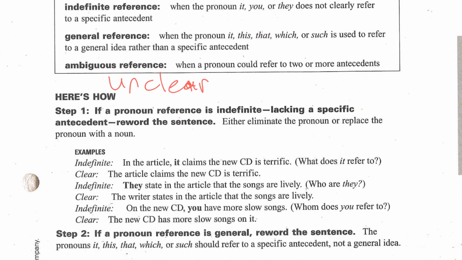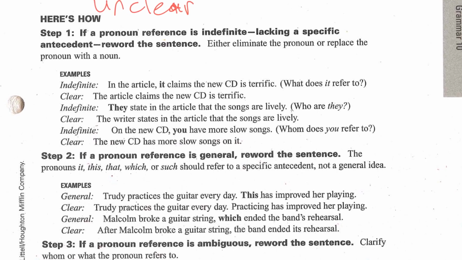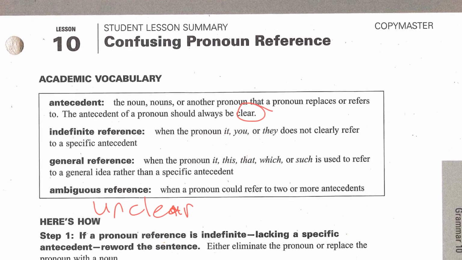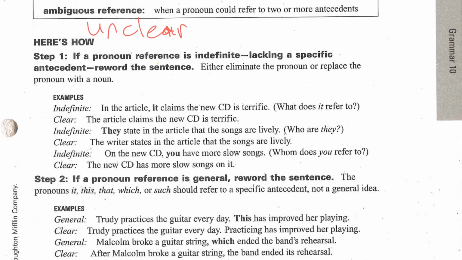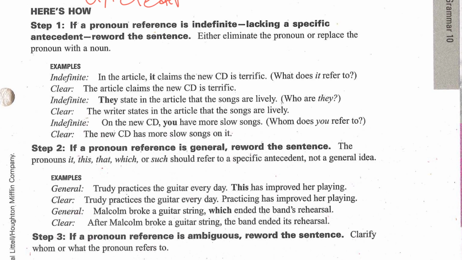Okay. So how do we figure out confusing pronoun references? Here's how. Step 1. If a pronoun reference is indefinite, lacking a specific antecedent, reword it. Either eliminate the pronoun or replace the pronoun with a noun. So here's some examples. So indefinite, clear, indefinite, clear, indefinite, clear. So indefinite.